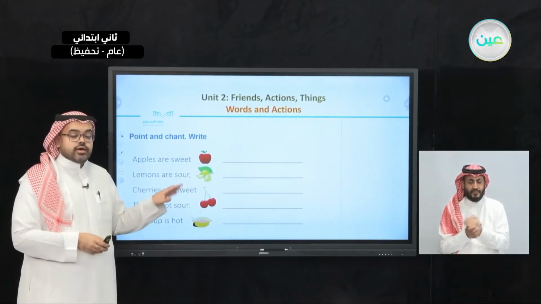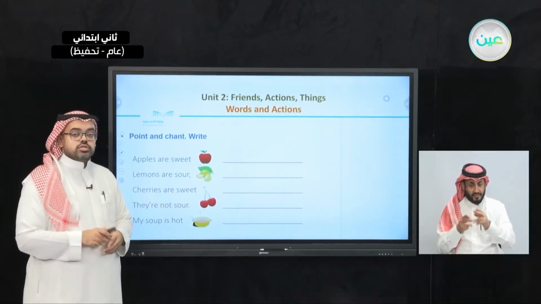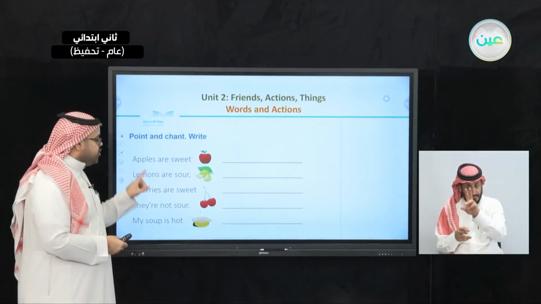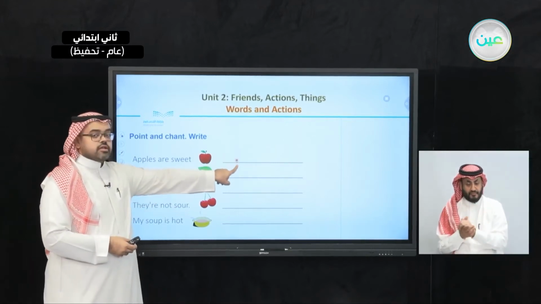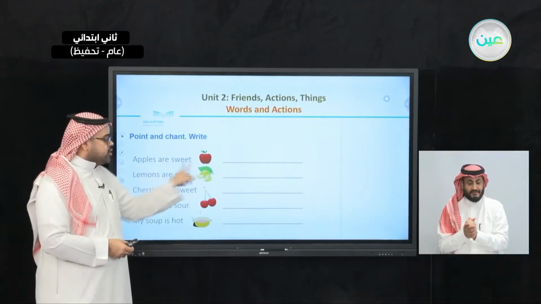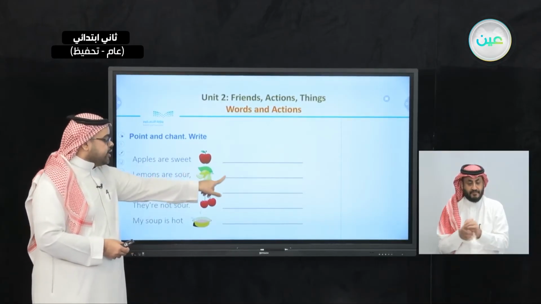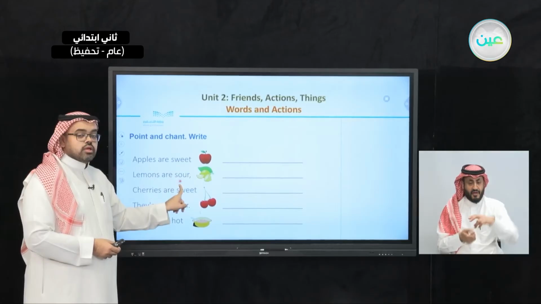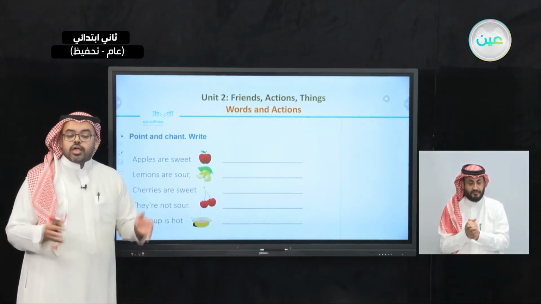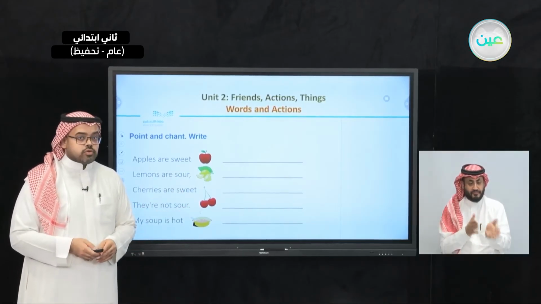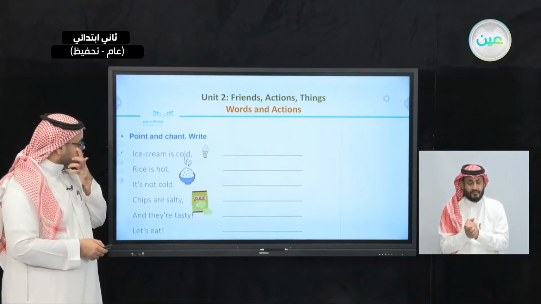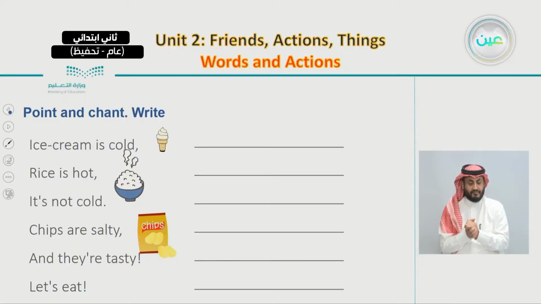Now, after we finish chanting, it's very important that you write down the same sentences here in this line. So here we're going to write down this one, apples, and here we're going to write about lemons, and so on. Now let us move on to the second part of this chant. So here we have different types of food, and we're going to talk about this food and also about its taste.